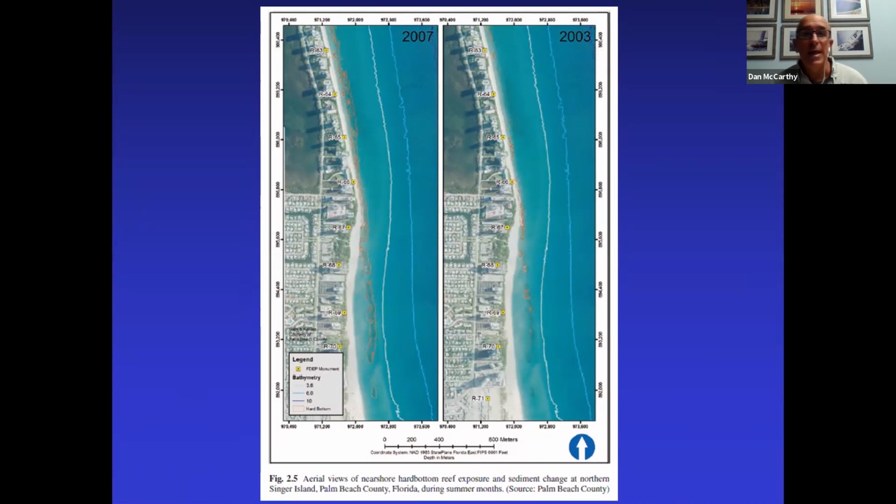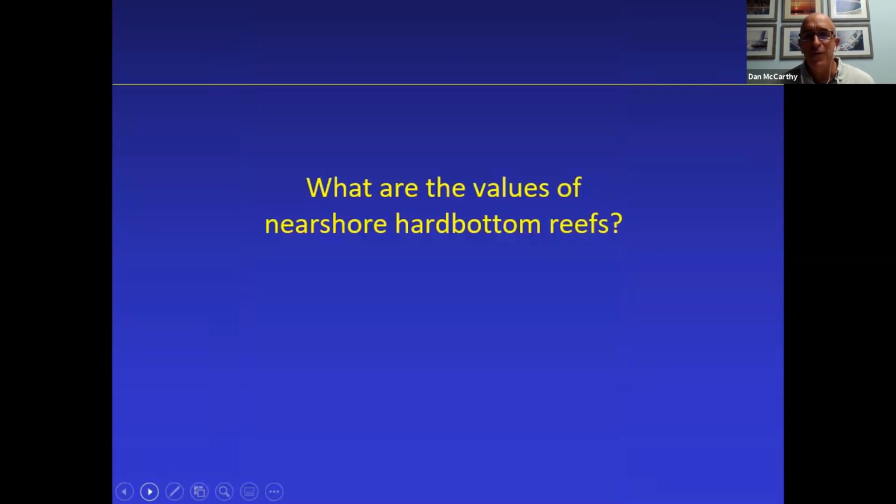And if you look at the coast, it's very challenging to get a good evaluation of the aerial extent of these reefs, because there are some areas that are somewhat persistent, okay? And then there are some areas that maybe change on the order of years. And then other areas that could change on the order of weeks, depending on the intensity of storm activity and associated waves. So, if you have this habitat that's changing, exactly what is the value of it? So, what are the values of nearshore hard bottom reefs?